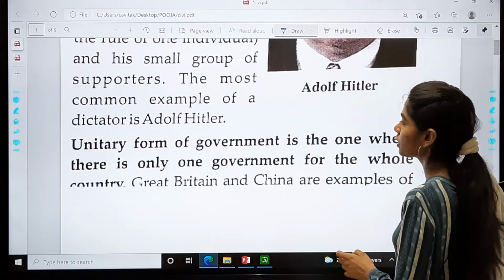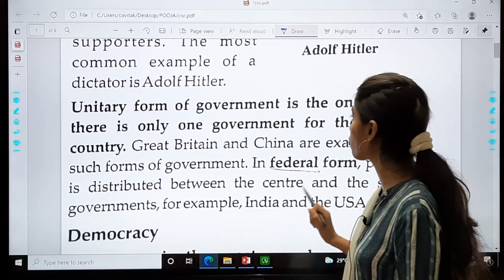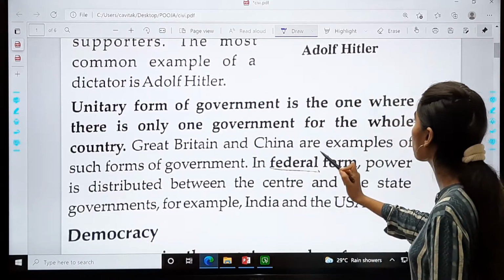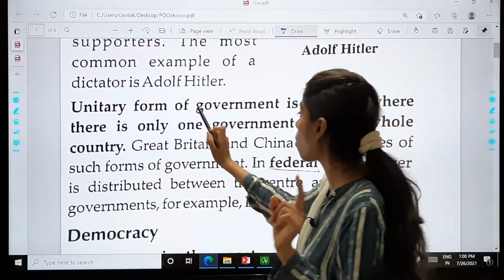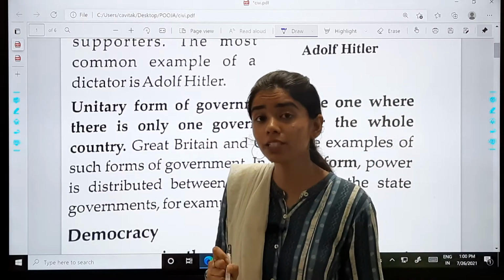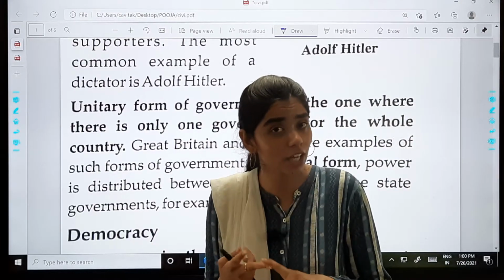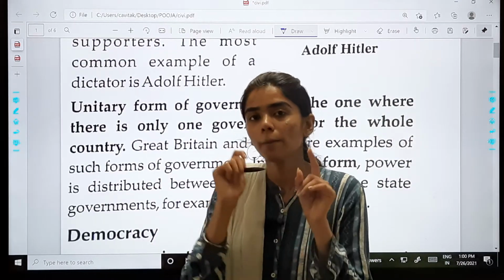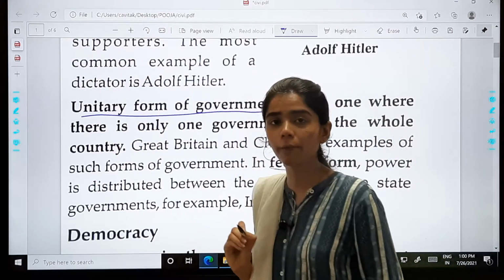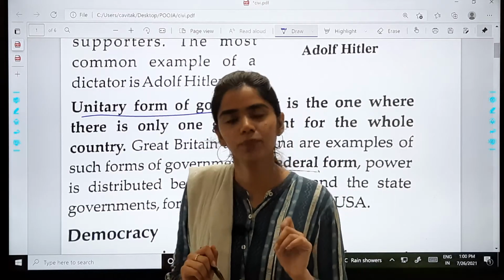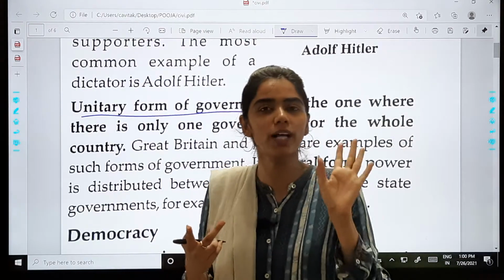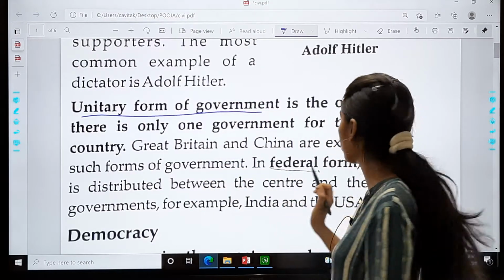Now moving forward, unitary form of government. Unitary means what? One. So unitary form of government is the one where there is only one government for the whole country. Now see, as we studied local government, state government, central government, right? But people or the countries who follow unitary form of government, there is only one government over there. वहाँ पे तीन अलग-अलग नहीं होती, state wise or local, no, there is only one. So this is unitary form of government.